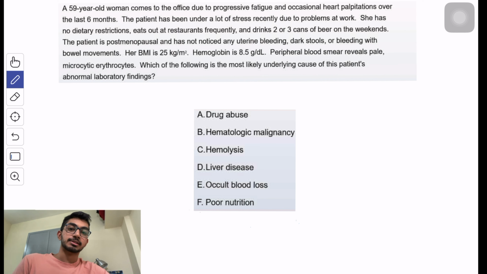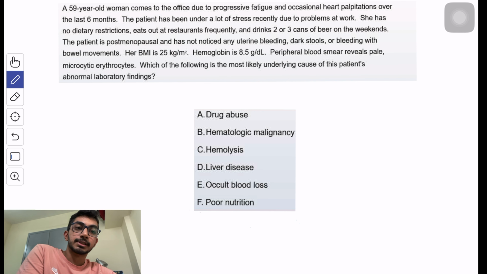Currently, I've passed the USMLE Step 1 exam, and in this series, I'm going to be solving USMLE Step 1 style questions so that you can see the thought process behind how to solve a USMLE Step 1 question. And currently, this is the hematology section. You can check out the previous video on the hematology question. And yeah, let's go. Which of the following is the most likely underlying cause of this patient's abnormal lab findings?